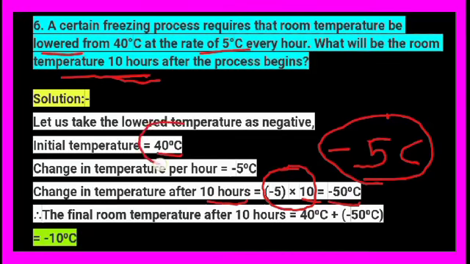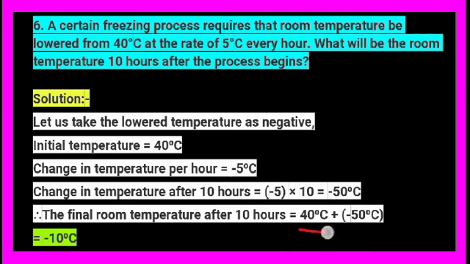Now we know that the initial temperature was 40 degrees Celsius and the temperature change of these 10 hours is minus 50 degrees Celsius. So what we have to do here is add the initial temperature and the change. By adding, we get 40 degrees Celsius plus minus 50 degrees Celsius, and we know that plus minus minus means we have to do subtraction. 50 minus 40 is equal to 10, and the sign of the greater number is negative, so the answer is minus 10 degrees Celsius.